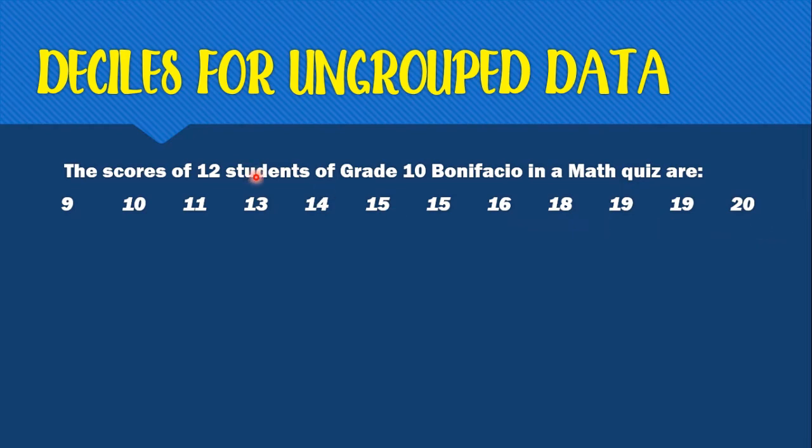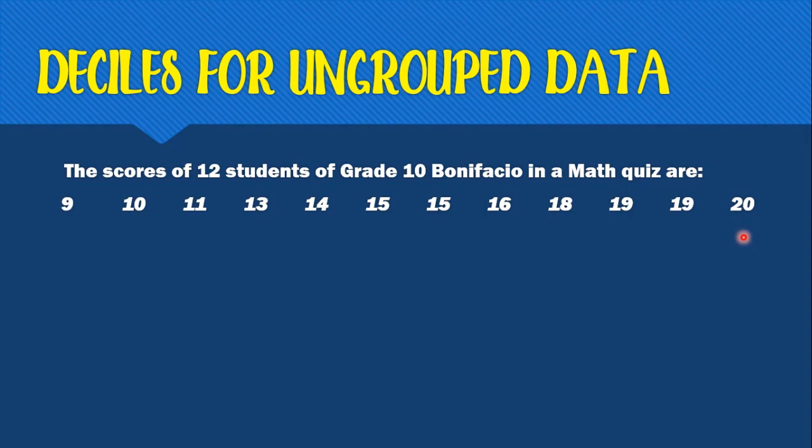So it was mentioned that there are 12 scores, so our N is 12. The smallest value is 9. The largest value is 20. Our given data are already arranged in ascending order.